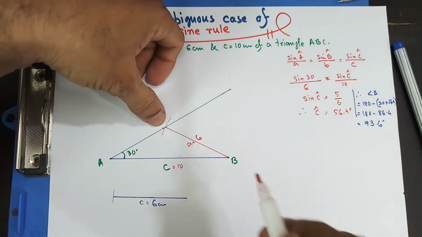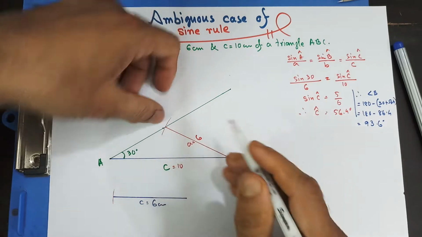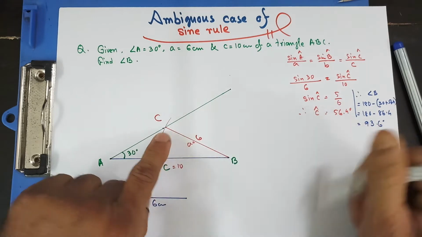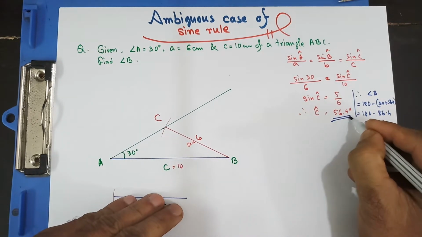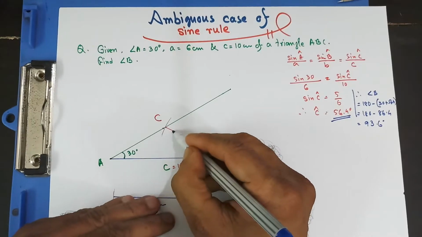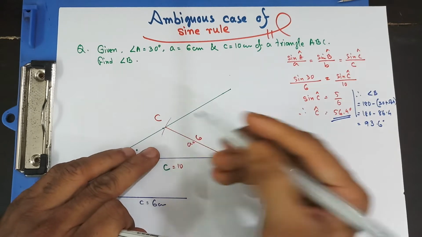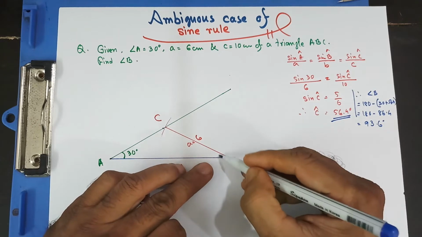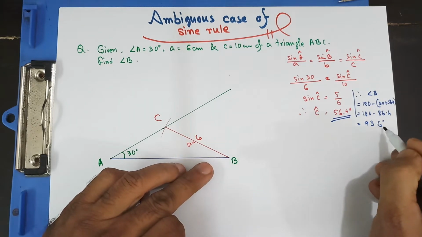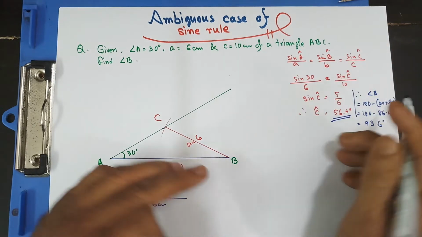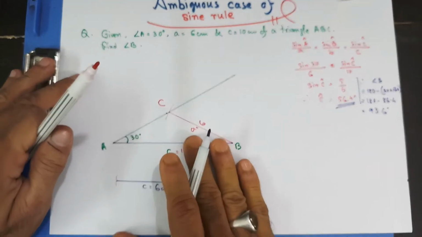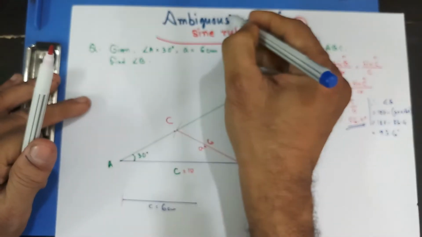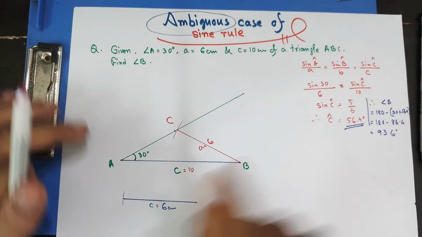Wait a minute, now watch this. This one does look like more than 90 degrees. This is an acute angle, but this looks like an obtuse angle. And angle B also looks acute, but over here it's an obtuse angle, more than 90 degrees. So did we do something wrong over here? When this happens, we call this the ambiguous case of the sine rule.